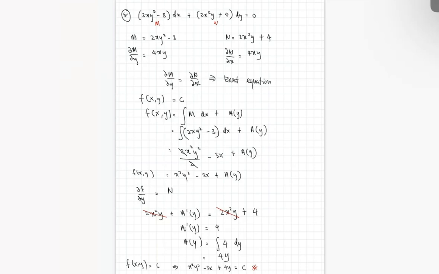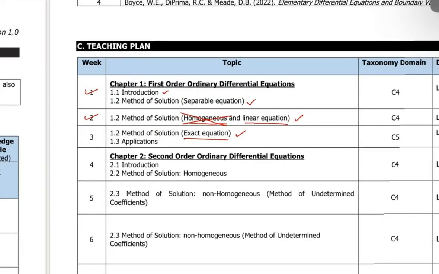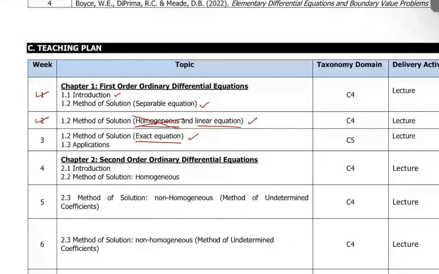All right, let's take a look at our teaching plan. We already covered separable equations. We also covered linear equations and exact equations last week. So today we do the exercise.